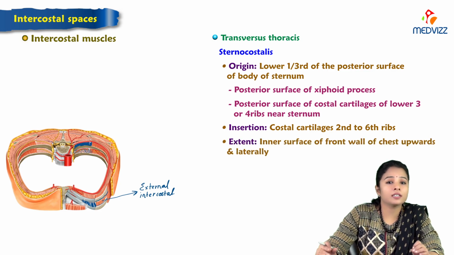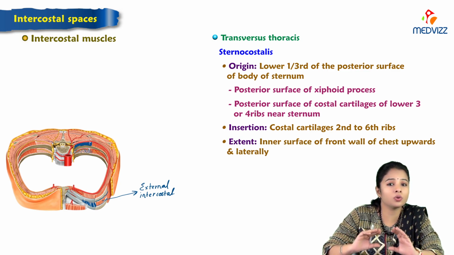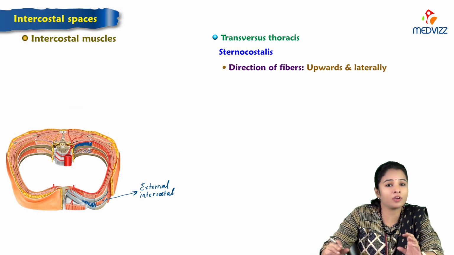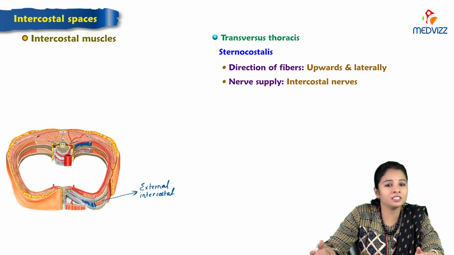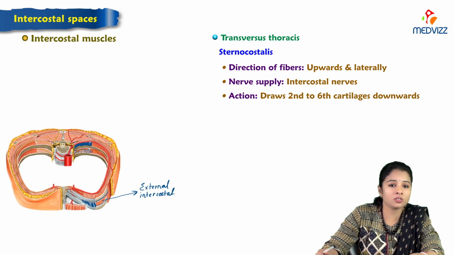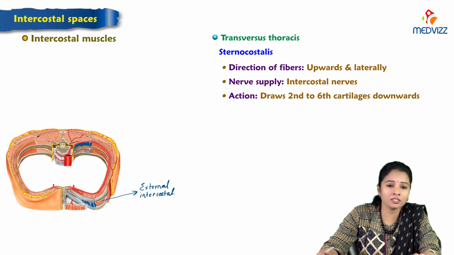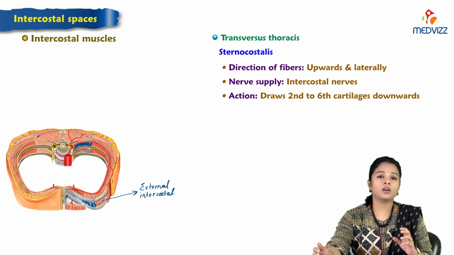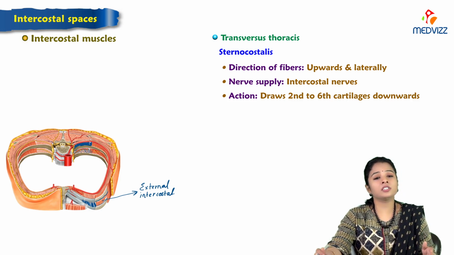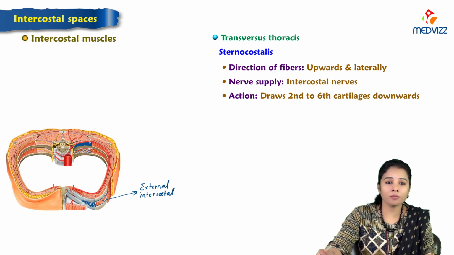And extent, it is present on the inner surface of the front wall of the chest. So it is present only in the front wall of the chest. The direction of the fibers is upwards and laterally. And nerve supply, same as the others, intercostal nerves. And action, it pulls the 2nd to 6th costal cartilages downwards. So this is all about the origin, insertion, action, nerve supply and direction of fibers of all the intercostal muscles.